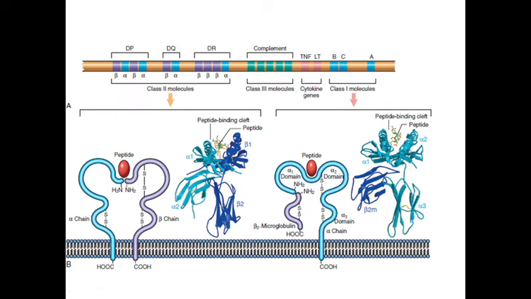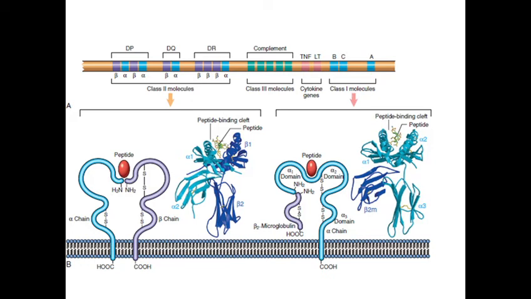Then another important point is that T cells are MHC restricted. What do you mean by that? CD4 T cells respond to antigen presented by MHC class 2 molecules only. CD8 T cells respond to antigen presented by MHC class 1 molecules. You can easily remember this by 4 into 2 is 8 and 8 into 1 is 8. So CD4 T cells respond to antigen presented by MHC class 2 molecules, and CD8 T cells respond to antigen presented by MHC class 1 molecules.